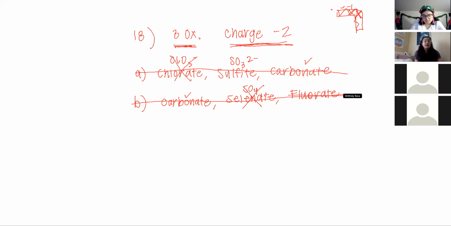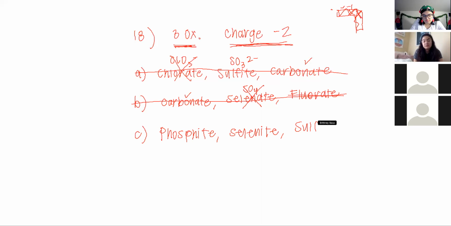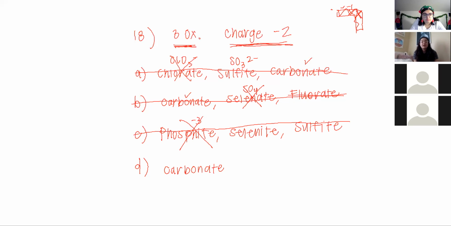And then now for C, we have phosphite. We have selenite. We have sulfite. What about this one? In the meantime, I'll go ahead and write the last answer. Phosphide has a 3 minus charge, right? So then we found the odd one out. We can go ahead and get rid of the entire thing.